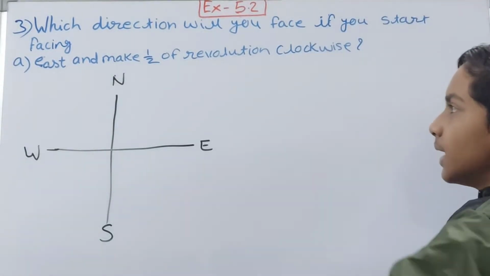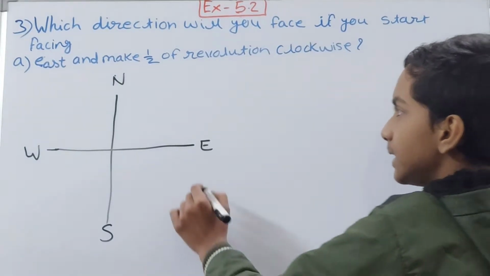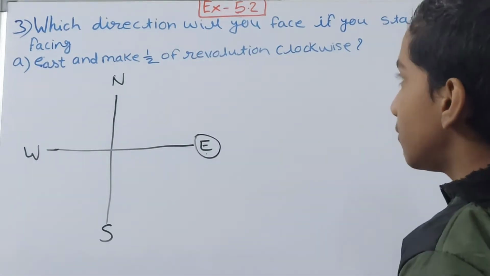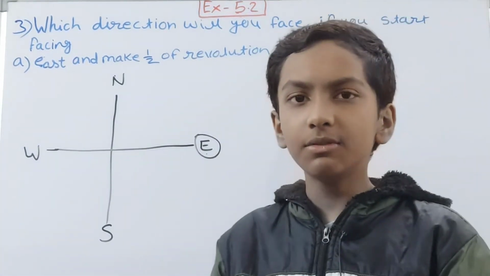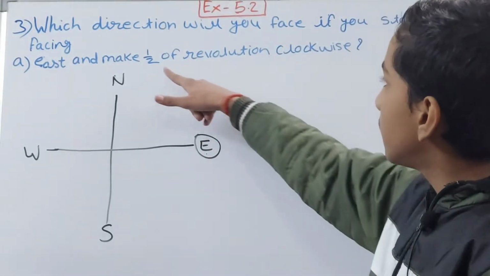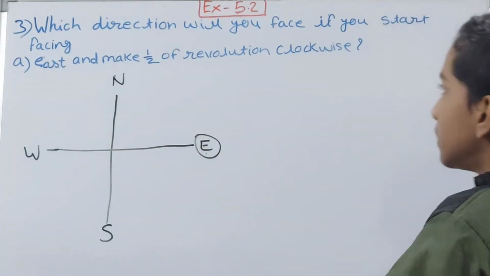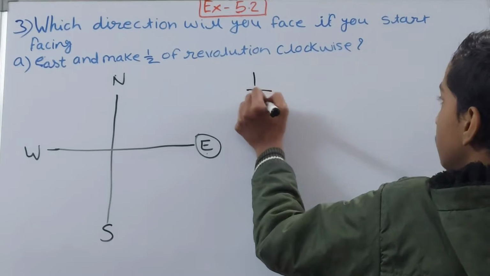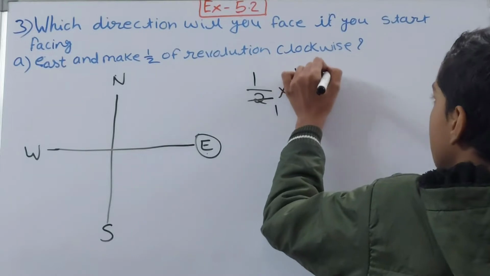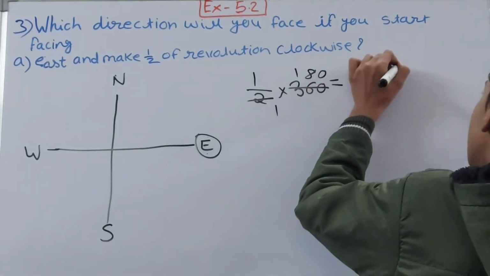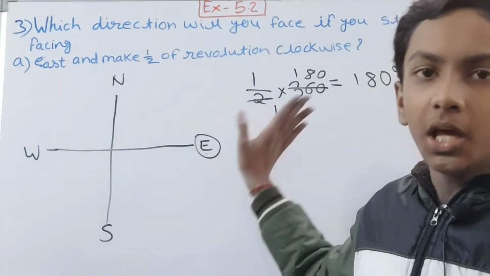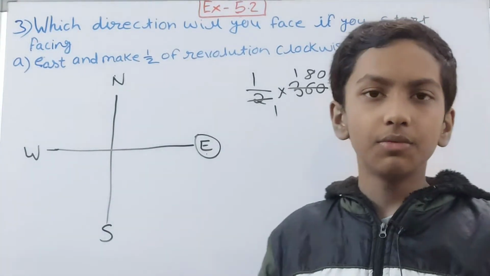Now in this, you are standing suppose at east, right? You are standing here at east and you make 1/2 of a revolution clockwise. Now here also we will do the same thing as the previous question, simply multiply this fraction by 360 degrees, right? So 1/2 into 360 is 180. This will be 180 degrees, right? Now what you have got here is that from east you have to move 180 degrees clockwise. So then in which direction will you be facing?